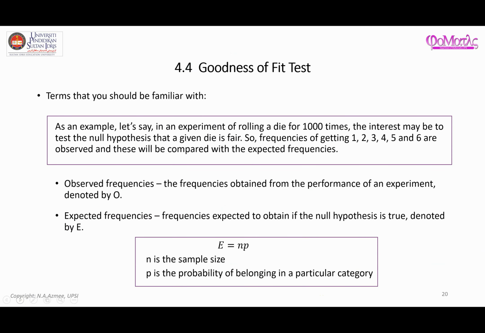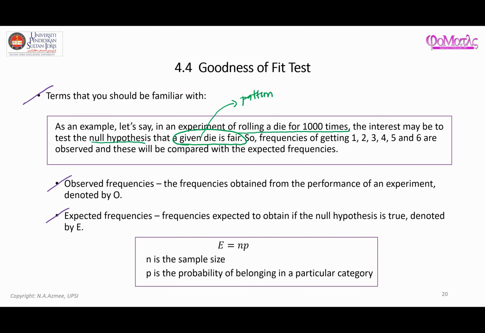These are the terms that you should be familiar with: observed frequencies and expected frequencies. I'm just going to illustrate the ideas using this simple example. Let's say in an experiment of rolling a die for 1000 times, you can imagine one person tossing a die for 1000 times, and the interest may be to test the null hypothesis that a given die is fair. This statement shows some sort of pattern or theoretical idea, and so this becomes your null hypothesis.